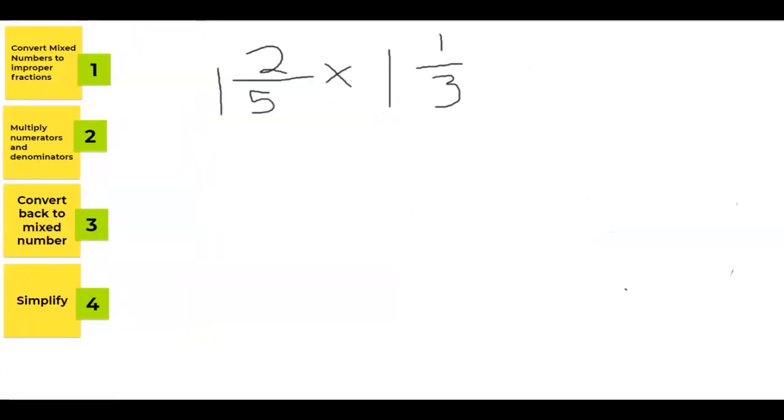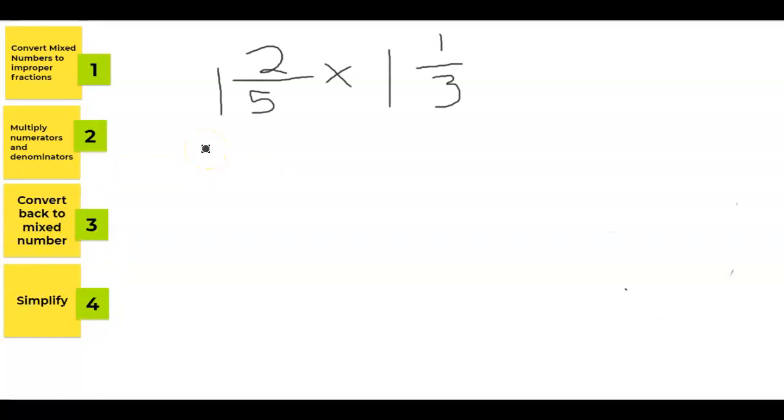Today we're going to be multiplying mixed numbers. Okay, and it's very similar. However, there are a couple extra things we need to do. The main thing is this step one. The first thing we're going to do when we multiply mixed numbers is convert those mixed numbers into improper fractions. Then we can go ahead and multiply the numerators and denominators. And then step 3 and 4 is all about simplifying, right? Convert back to a mixed number and simplify.